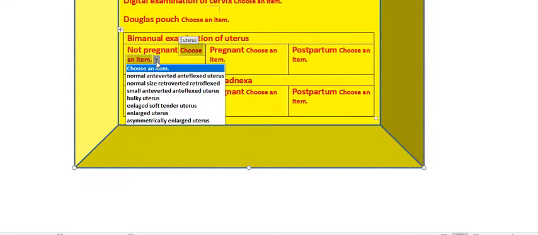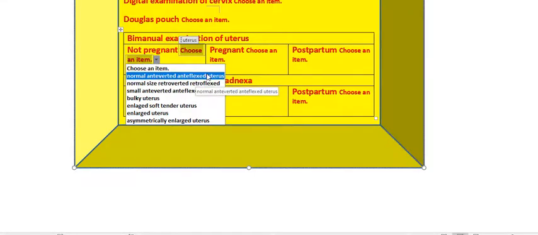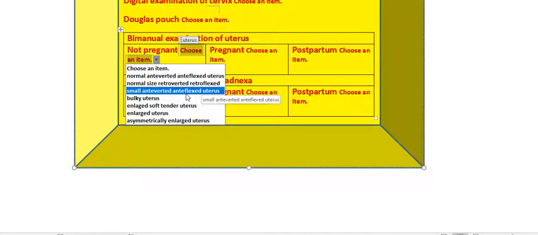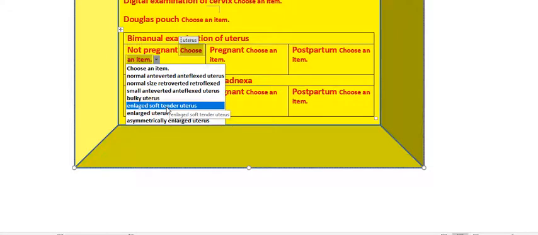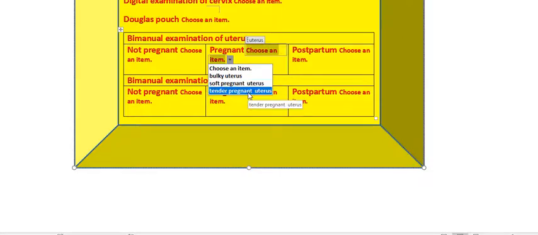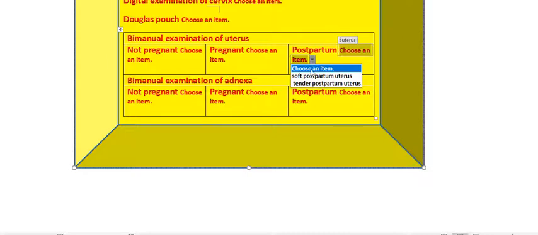Then we look for the size of the uterus. In case of a patient not pregnant: normal anteverted, anteflexed uterus, or normal size retroverted, retroflexed uterus, or small anteverted, anteflexed uterus, or bulky uterus, or enlarged soft tender uterus, or symmetrically enlarged uterus. In case the patient is pregnant, the uterus is soft and normal, or a tender pregnant uterus. In case of postpartum, the uterus is normal, involuted, or a tender postpartum uterus.